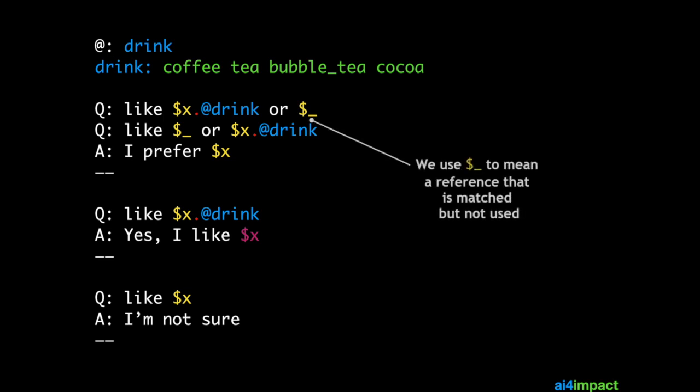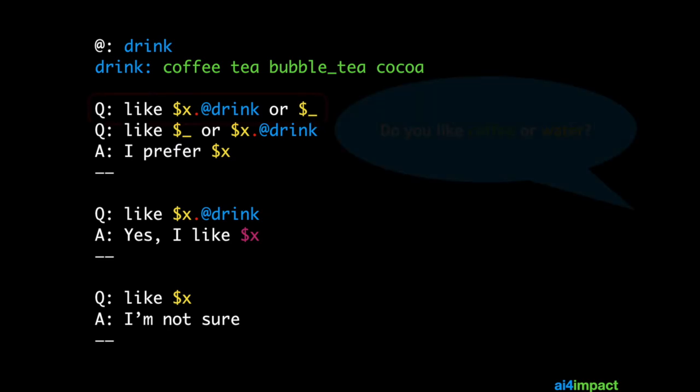So we use a $ sign with a dash to mean a reference that is not matched or not used, because if the drink occurs in the first position, coffee or water, then I want to discard water, but I still want to match water itself so that it doesn't match "do you like water" or nothing at all.